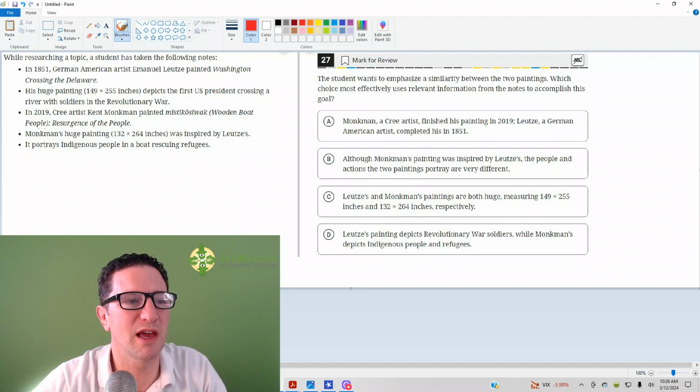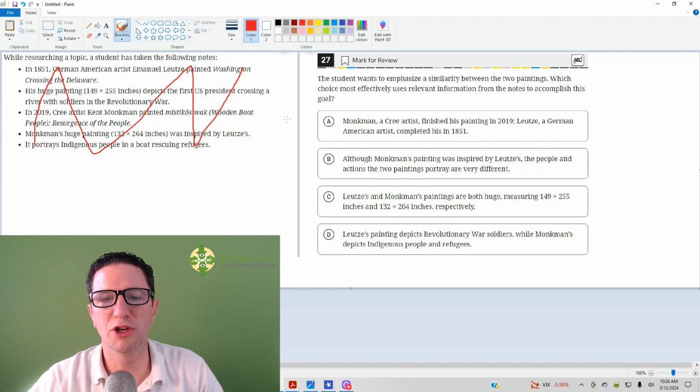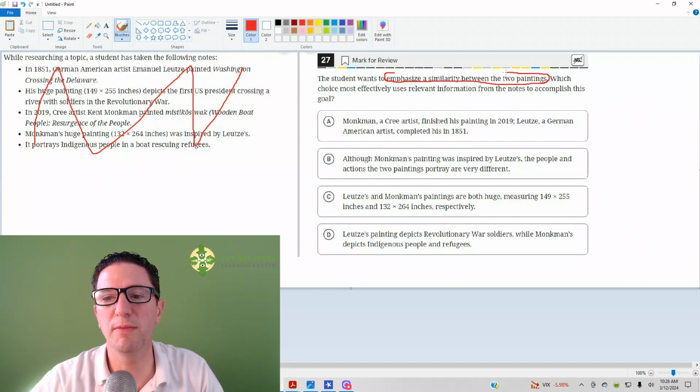Number 27, you see the bullets, don't read them, because probably all the answer choices are true based on the bullets, which could be confusing. You only want to read from the verb to the end of the sentence that comes before the question. There's only going to be one answer choice that's going to address that. So we need to emphasize a similarity between two paintings.